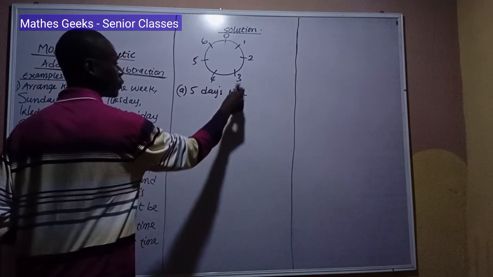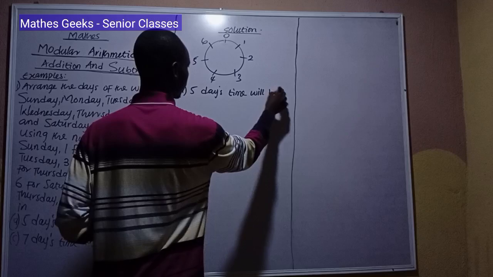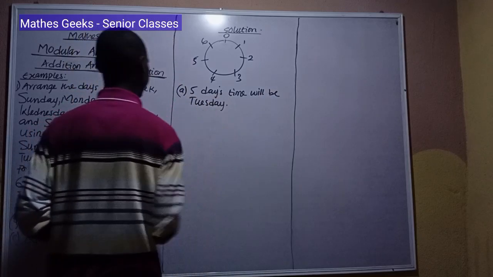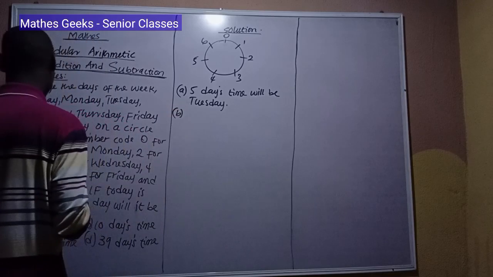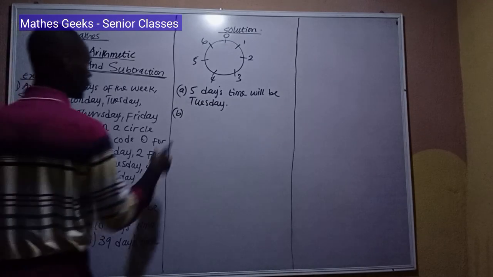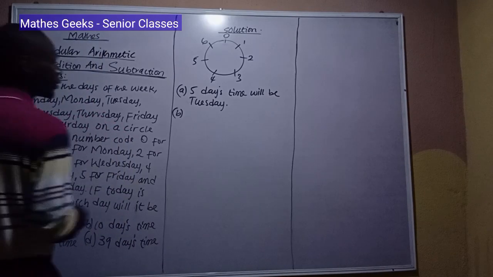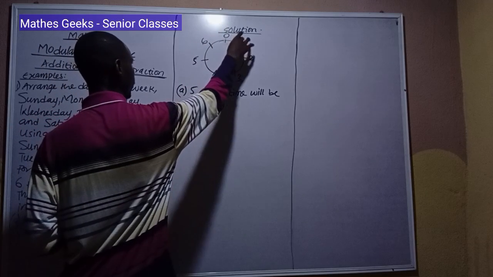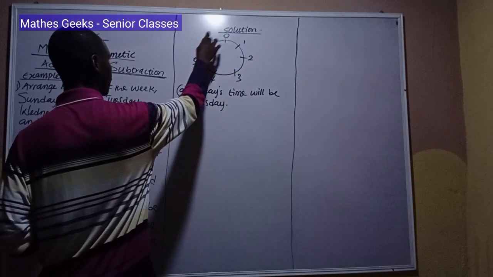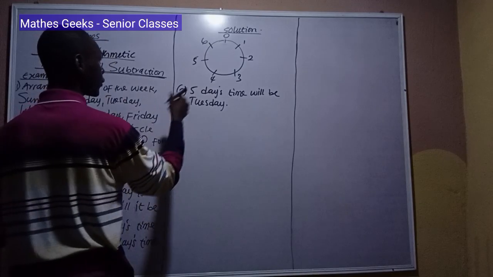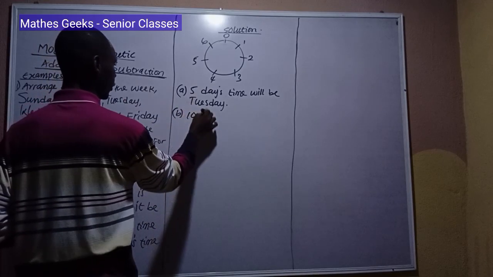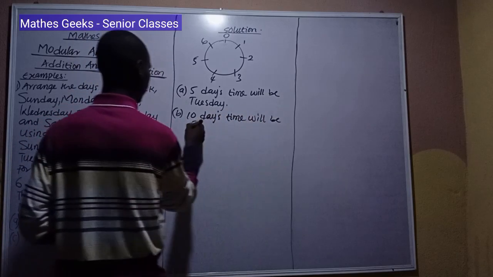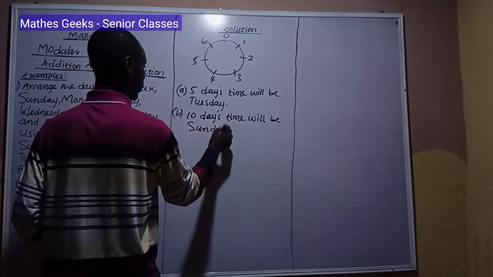5 days time will be Tuesday. Next, 10 days time. So for 10 days time, start at Thursday. 1, 2, 3, 4, 5, 6, 7, 8, 9, 10. Okay, so that will be 0, which is Sunday. So 10 days time will be Sunday.